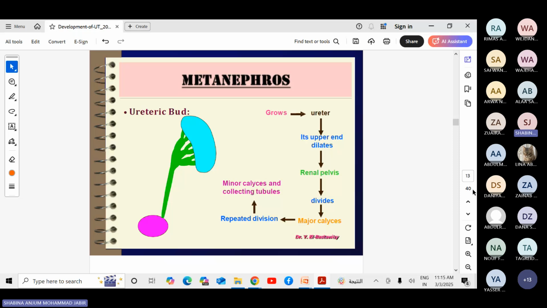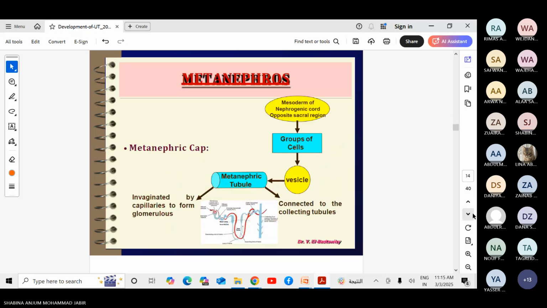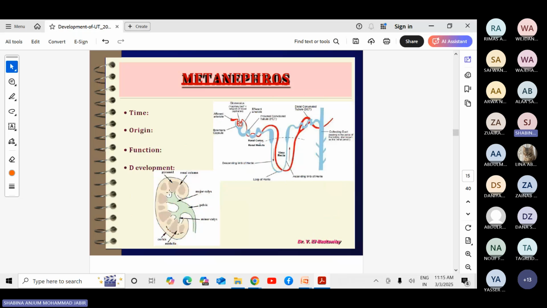So how is this happening? You can see here that this will be the ureteric bud. Its upper end will be the renal pelvis, and then it will have multiple divisions forming the minor calyx and the major calyx.